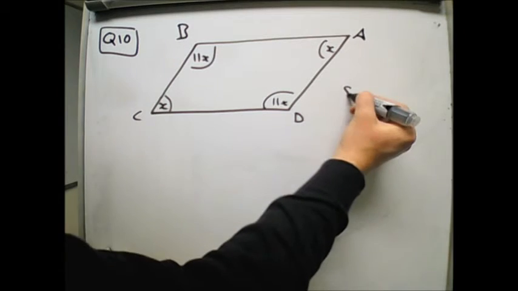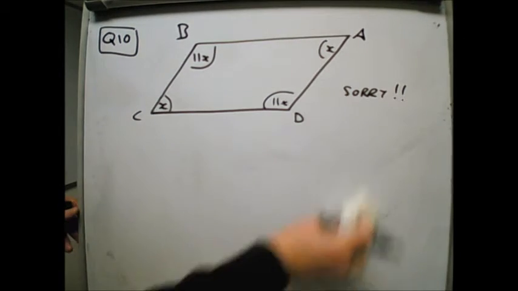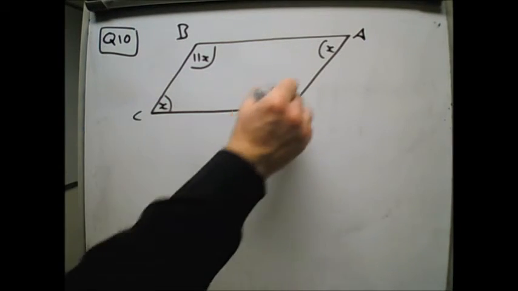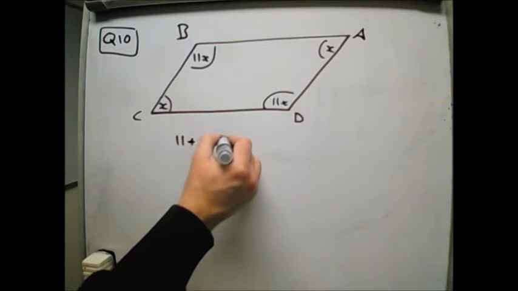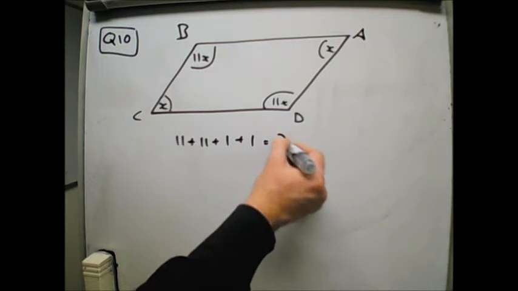Now, this is the correctly labeled parallelogram. Sorry, it doesn't normally go in this direction. Thank you, Tim. But hey, we have to get the information from the question, not assume anything. So in this case, C is the smaller angle, D is the larger angle. It's 11 times the size of C.